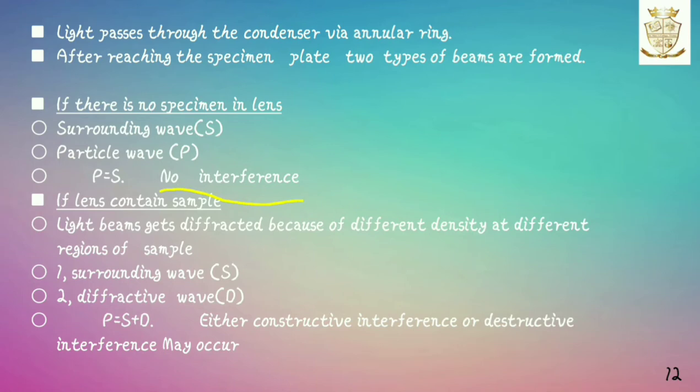If the lens contains the sample, the light beam gets diffracted because of different density at different regions of the sample. Then the surrounding wave and the diffracted wave become P is equal to S plus D. Either constructive interference or destructive interference may occur.